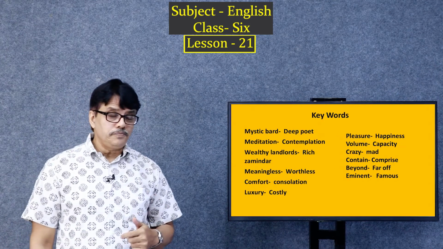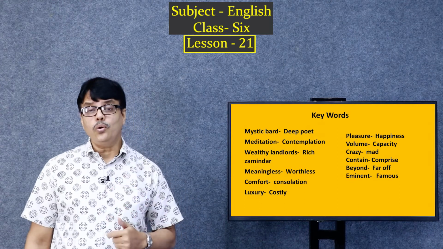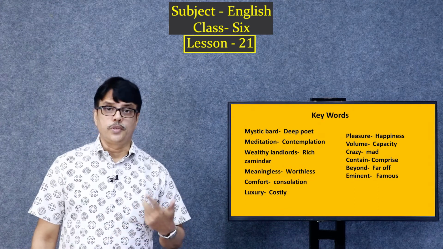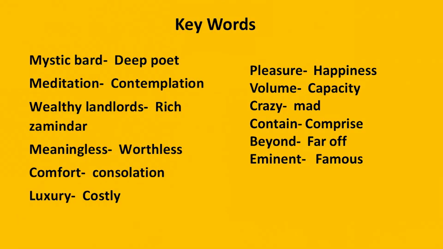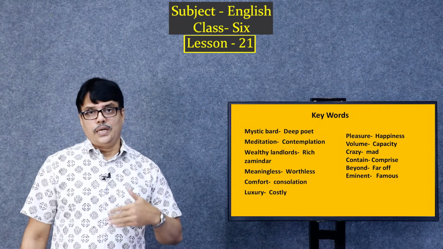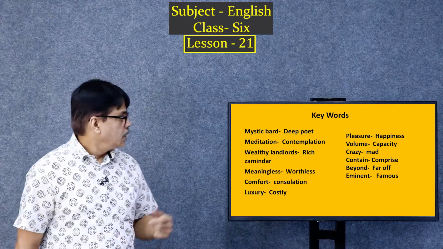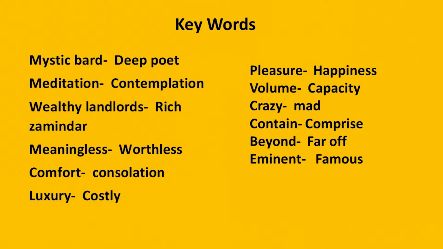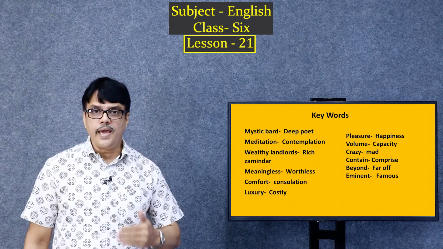Okay, my students, before going to read the text, we have to know some meanings of the word. That are the key words of this lesson. You see, at first, mystic bird means deep poet. Actually, in Bangla, mystic bird, that means charon kobi. Number 2, meditation. Meditation means contemplation. In Bangla, meditation means dhyan.